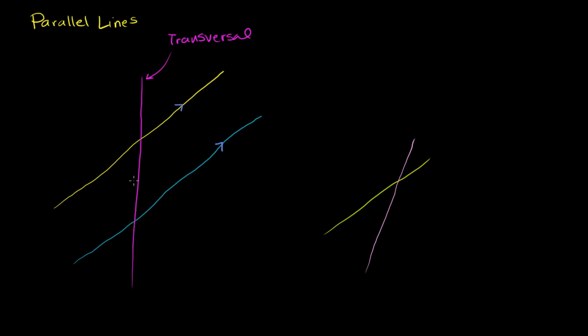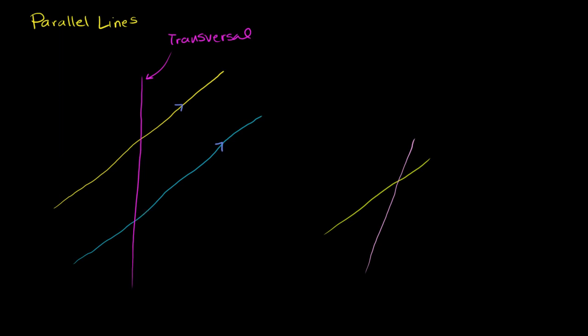Now, whenever you have a transversal crossing parallel lines, you have an interesting relationship between the angles formed. And this shows up on a lot of standardized tests. It's kind of a core type of geometry problem, so it's a good thing to really get clear in our heads. So the first thing to realize is if these lines are parallel, we're going to assume these lines are parallel, then corresponding angles are going to be the same.